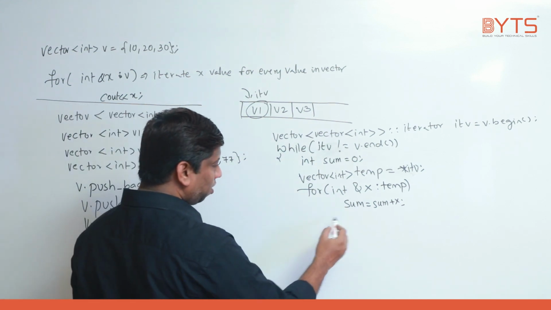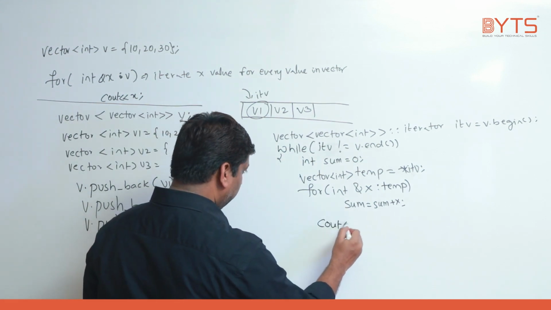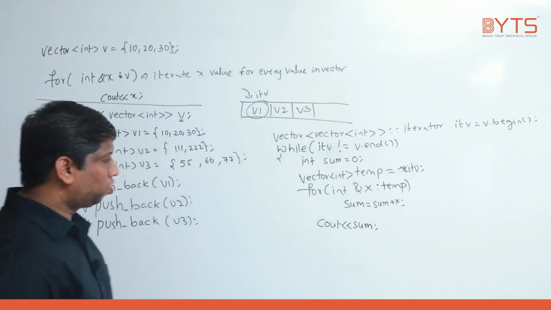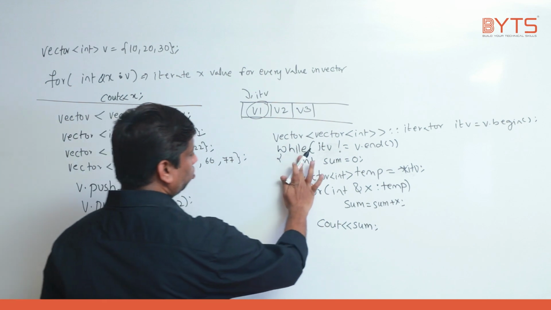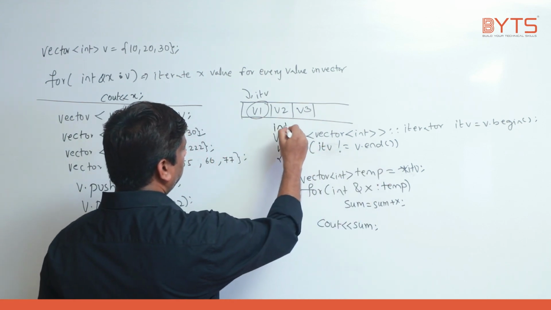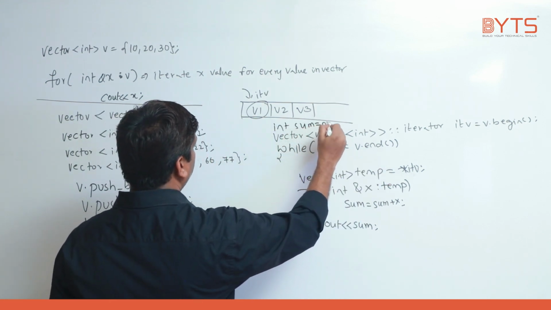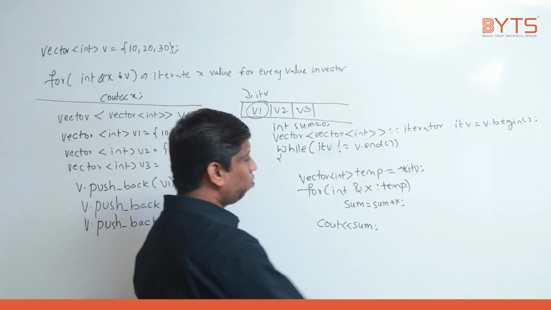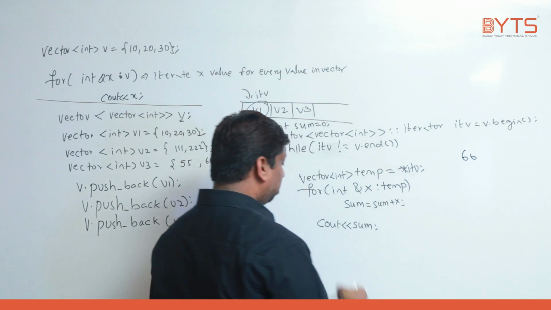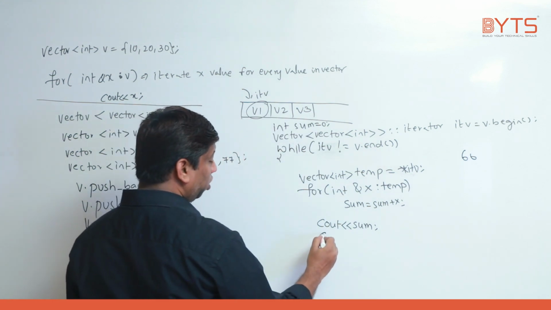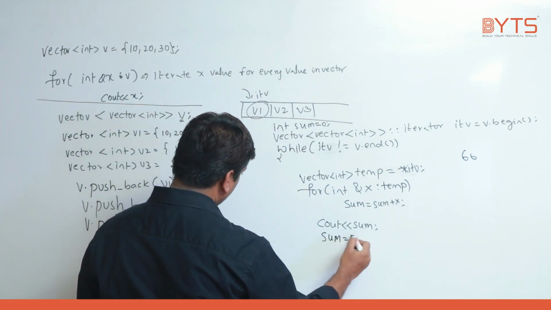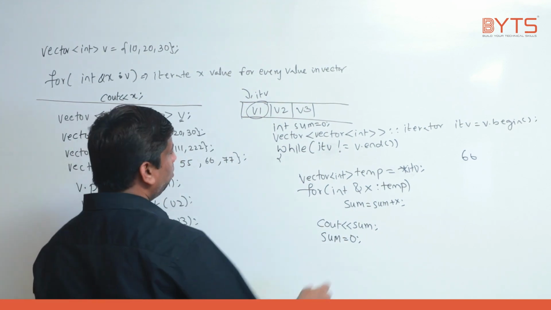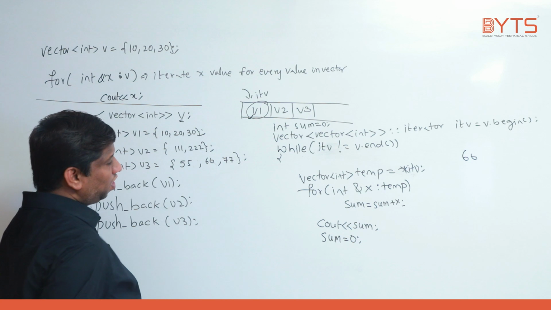So once the for loop is completed, I'll write cout sum. Let me write this variable outside, no? int sum = 0. Good programming practice. As soon as you write cout sum, we are going to get 60. Next, after that, we need to make sum equal to 0.